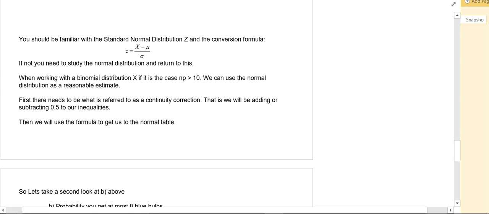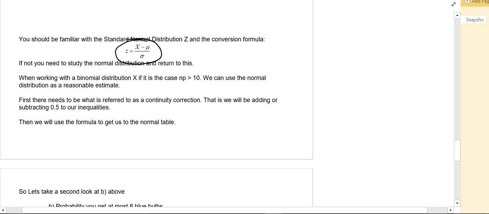You should be familiar with the standard normal distribution and how we get to the standard normal table, right? Subtract the mean, divide by the standard deviation. This is called a z-score. So if you're not familiar with this, then you should stop the video now, and come back after you go over and study the basic understanding of the normal distribution and the standard normal distribution, and then return.